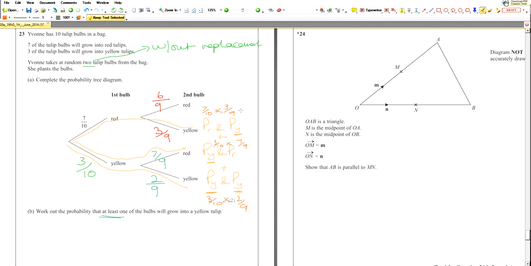Okay, we need to work all these calculations out. So that will give you what? We can do some cancelling, but at the moment it would be nice if we left all the fractions. So 7 times 3 will give you 21 over 90.